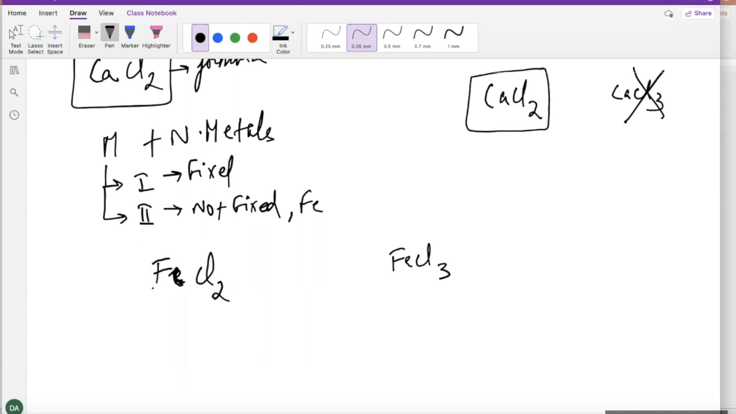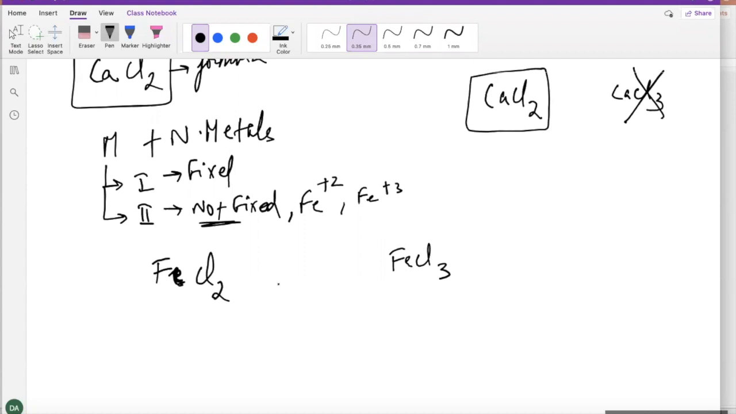But when it comes to Fe, since it's not a fixed charge, it can be plus 2. You can tell that, just like the CaCl2 formula, this 2 came from the charge of Fe. So Fe must be plus 2 here. And when you see FeCl3, what does that mean? This 3 is coming from iron's charge, and Fe must be plus 3 here. So you can tell that Fe can be plus 2 and Fe can be plus 3. So you know it's not a fixed charge, right?